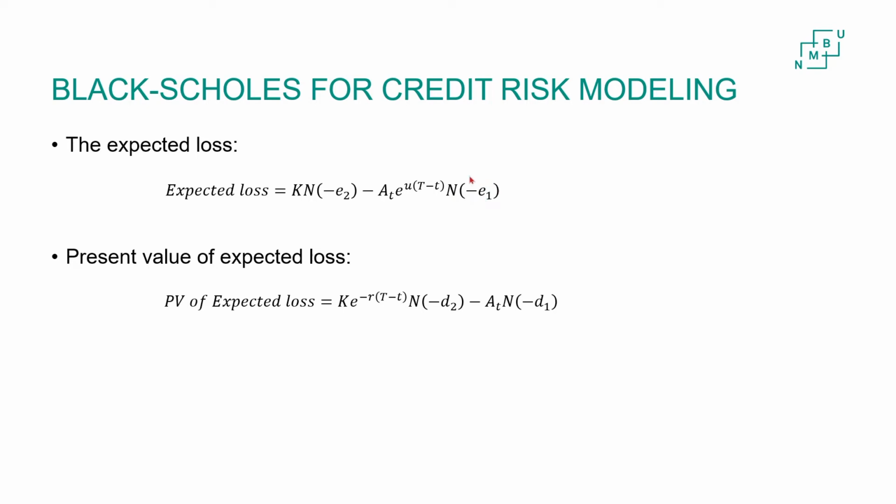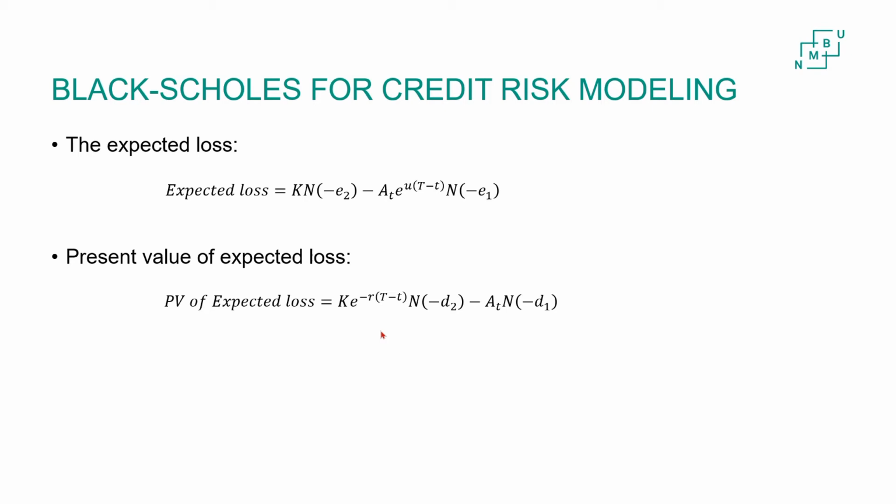So here you use the real world probabilities, but if you look at the present value of the expected loss, then you use the risk neutral probabilities. And the present value of expected loss is just the value of a risk-free bond less the value of the risky bond.